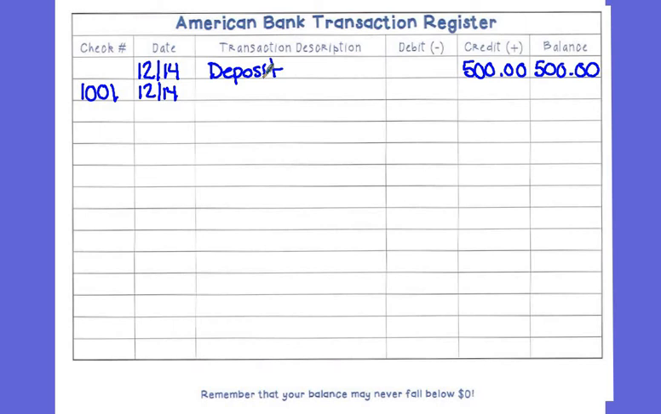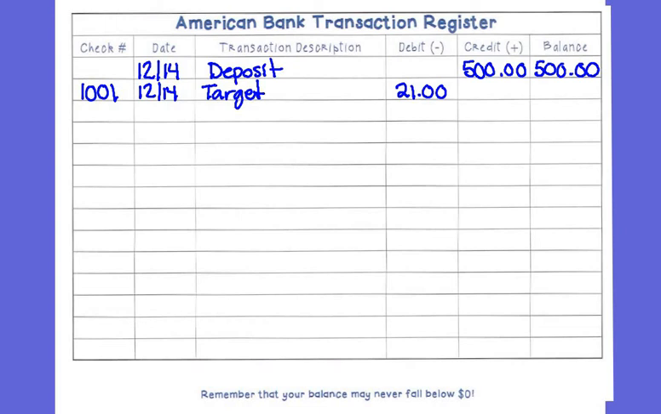Transaction description. That's your store. Where did I spend that money? Target. Is this going to be a debit or a credit? A debit, because it's taking money away. How much money? $21. I'm not crediting anything this time.